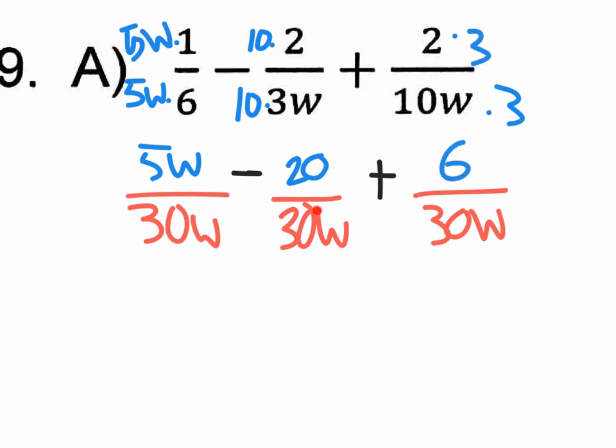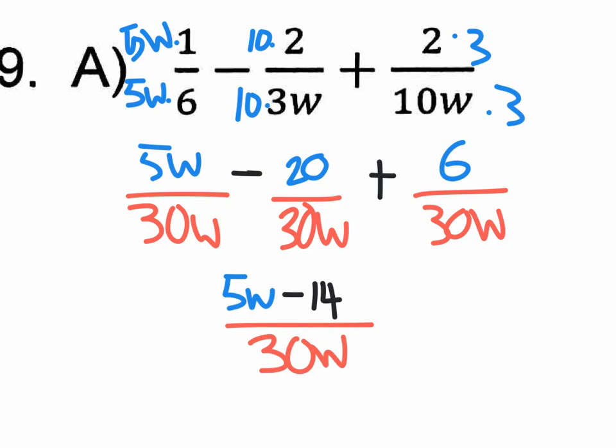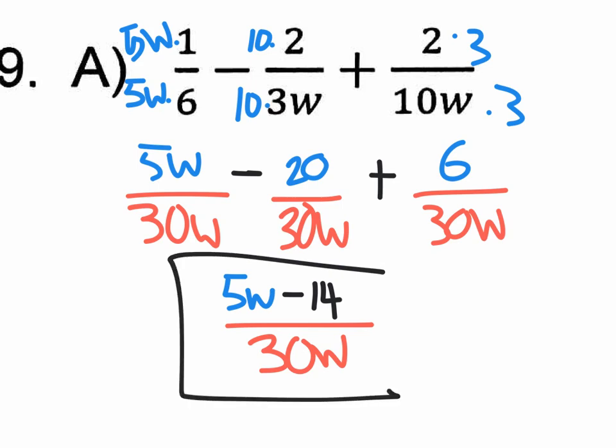Now that we have a common denominator on all three fractions, we can now write all the numerators together, adding and subtracting, in other words, combining like terms. Our final answer will be over that 30W. So 5W, take away 20, I can't really do that, but minus 20 plus 6, I could do that. What's minus 20 plus 6? Minus 14. What do I do with the 5W? I simply bring it down because I can't really take away 14 from 5W. So ladies and gentlemen, this is our answer for this problem.